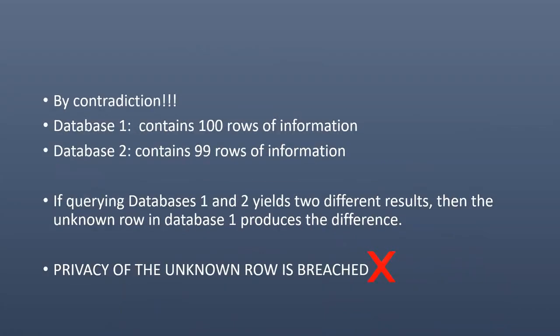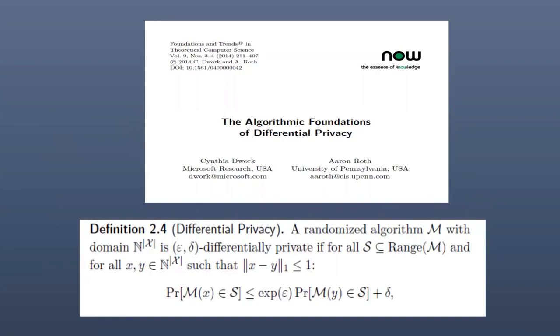By contradiction, if two databases A and B with 100 rows of information and 99 rows of information respectively are queried by a private mechanism, then if they output different results, it becomes possible to know what the missing row would output. Thus, the missing row leaks information and is not differentially private. The monograph showed the formal definition of differential privacy in definition 2.4 proposed by Cynthia Dwork.